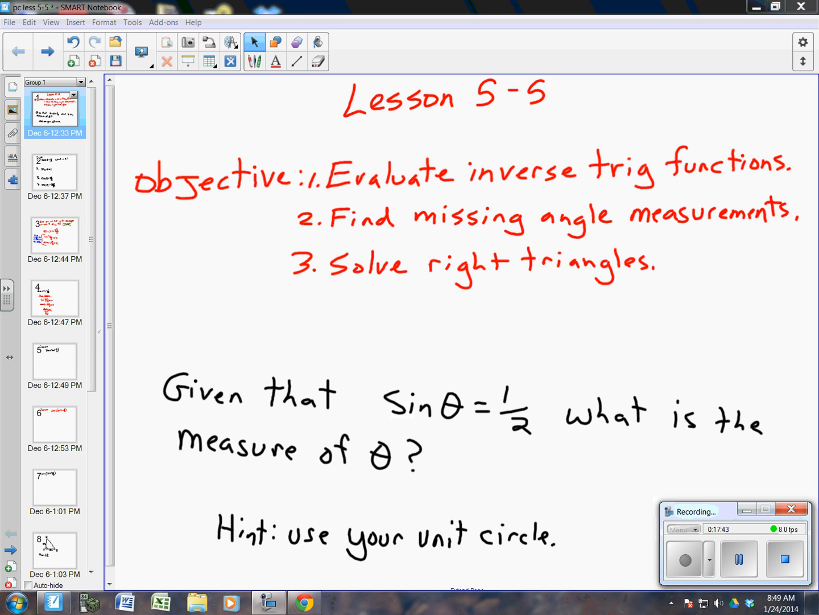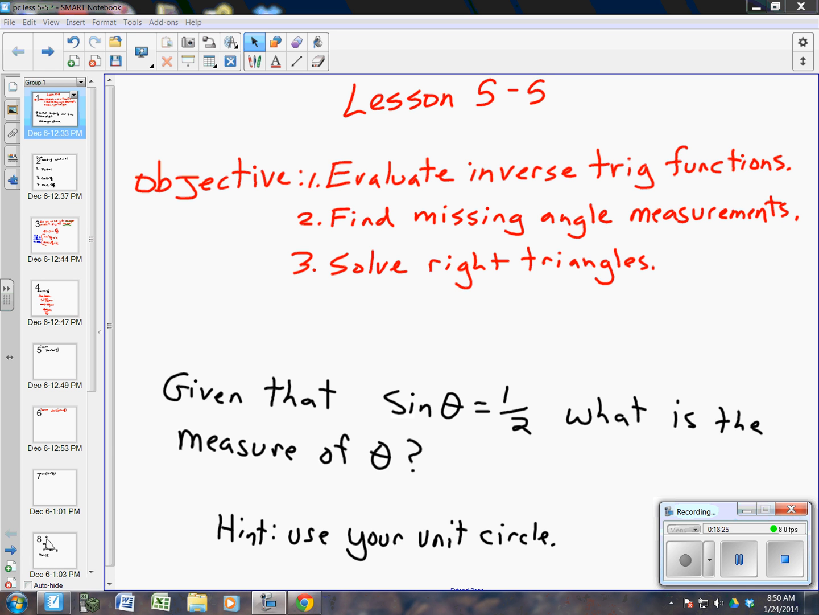Given that the sine of theta equals 1/2, what is the measure of theta? In other words, let me rephrase that. Sine of what angle is 1/2? Don't get out your calculators. Use your unit circle. Sine of what angle is 1/2? What's the definition of sine on the unit circle, you guys? It's the y-coordinate. Find a y-coordinate on there.